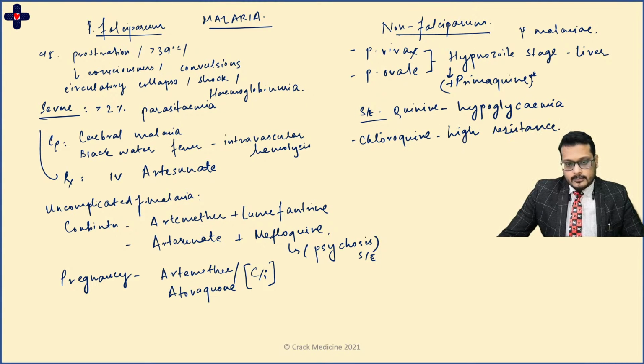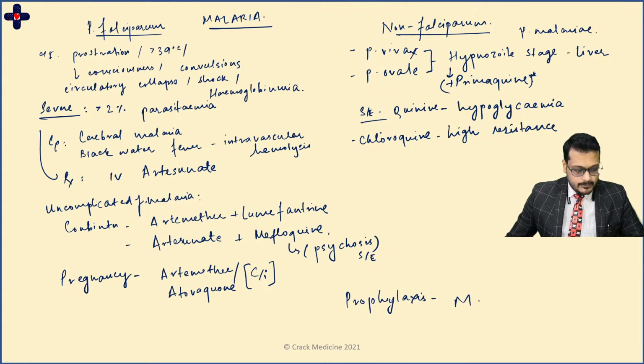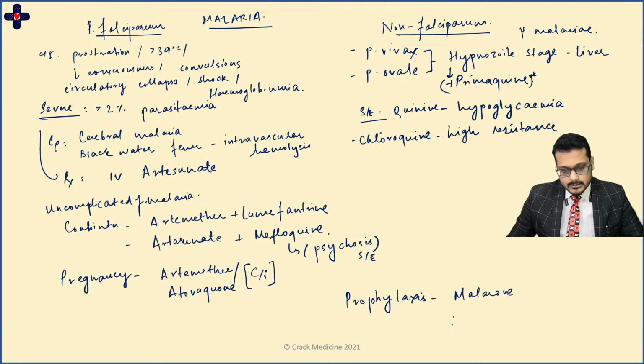Okay, and talking about prophylaxis, mefloquine will usually be given in the prophylactic picture. So the question will usually say that the patient was taking mefloquine prophylaxis and then she went on to develop some psychotic symptoms. So be aware of that. You have Malarone. So Malarone is the name, which is basically your atovaquone plus proguanil.